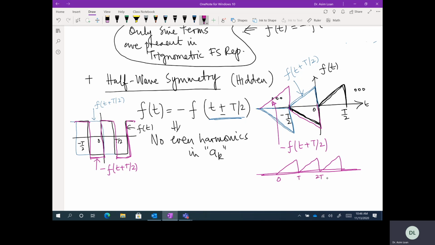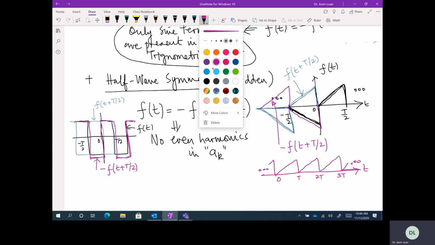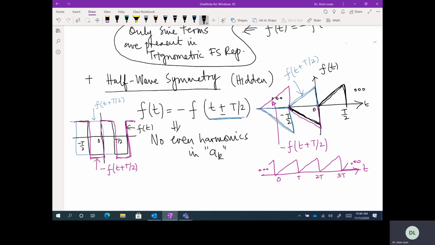So you don't see any symmetry here, right? You don't see any symmetry here, but there is a symmetry here, and that is hidden symmetry. And how do you find that hidden symmetry? This waveform has some average value, and this average value is somewhere over here. This is the average value.